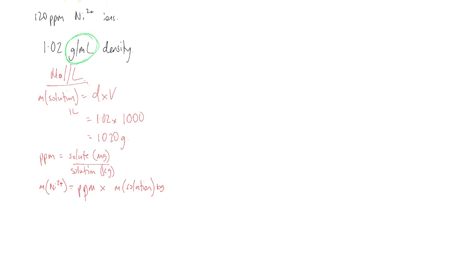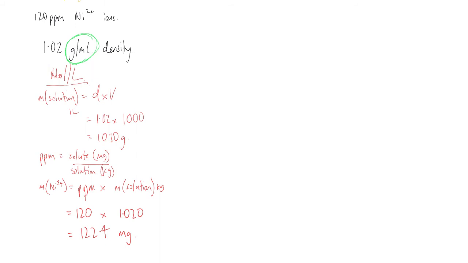Okay, so how am I going to do that? So I do parts per million, 120 times 1020. Is that right? No. What should it be? 1.020. 0.020. 122.4. What unit? Milligrams for parts per million. Okay.